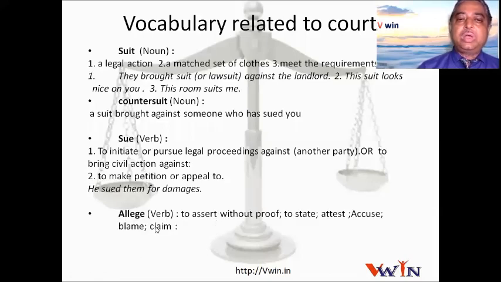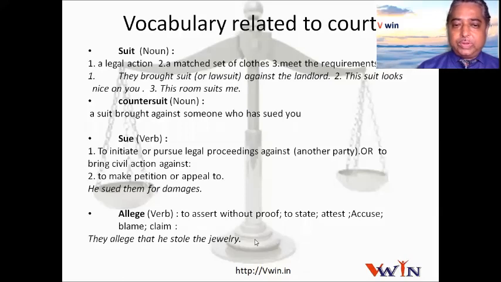Next one is allege. Allege is a verb and it means to assert without proof, to blame or to claim or to accuse someone. For example, they allege that he stole the jewelry. Now there's no proof, but they blame that he did that. So here allege is used.